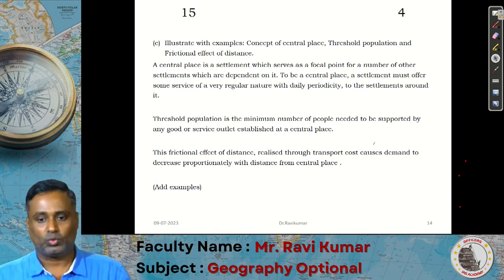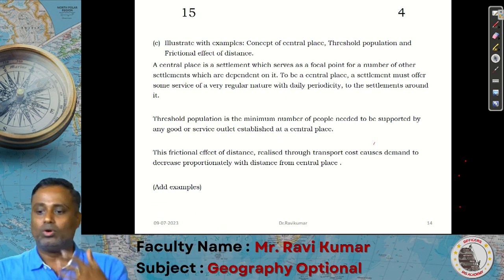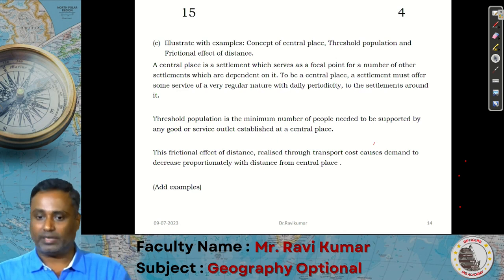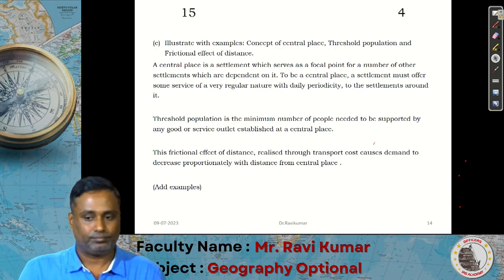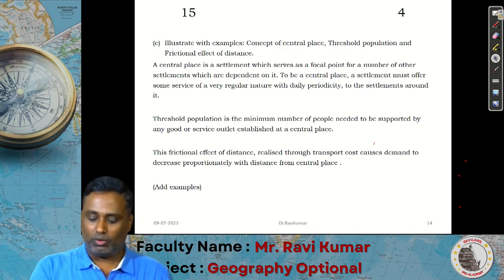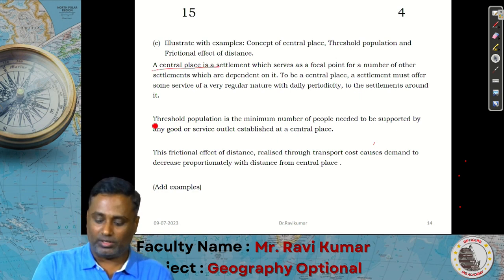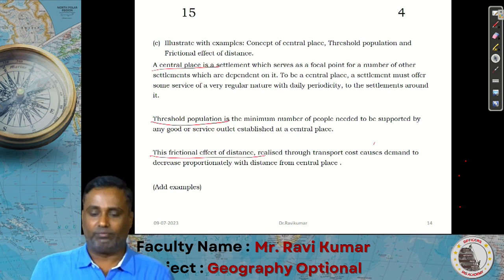That's all. Only one or two concepts, the new ideology of our scientists and philosophers, will be taken as a separate grant. Okay, now we have to explain what is central place, what is threshold population, and what is the friction of distance, with examples. Everything we go with examples.